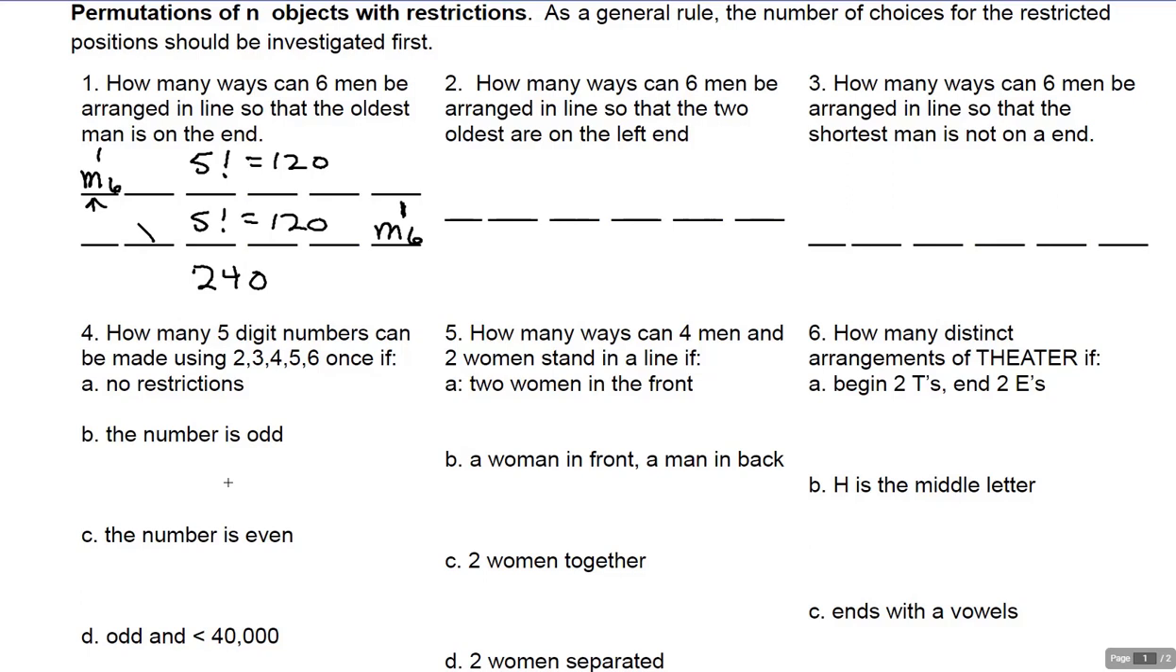So take a look at number 2. How many ways can 6 men be arranged so the 2 oldest men are on the left? All right, now we're talking about here, right? So I'm going to say M6 is the oldest and M5 is the next oldest. Are you with me on that? Yes. All right, now the thing is though, how many different ways can these 2 guys be arranged? Only one way.